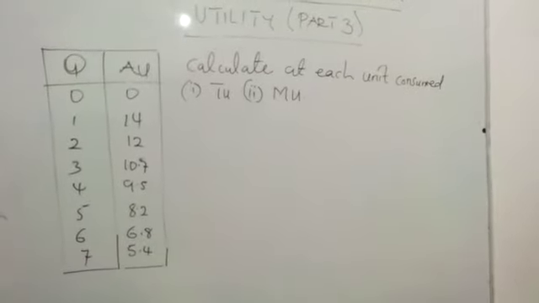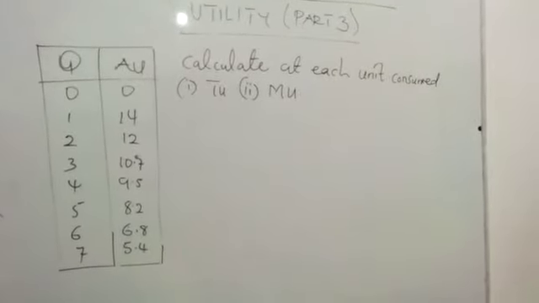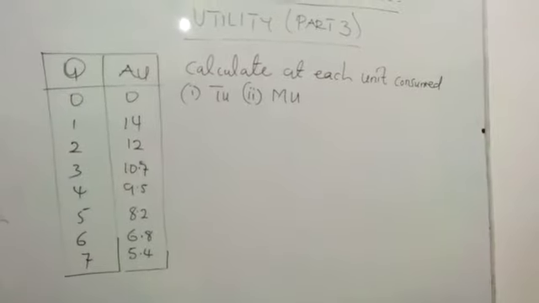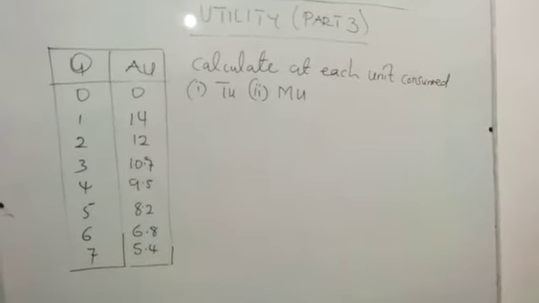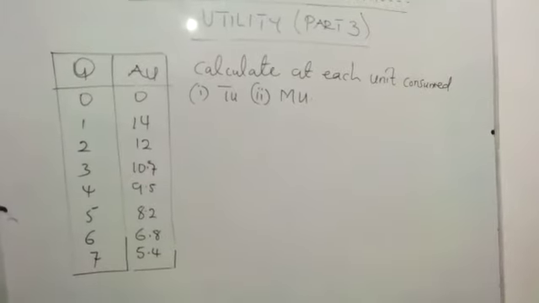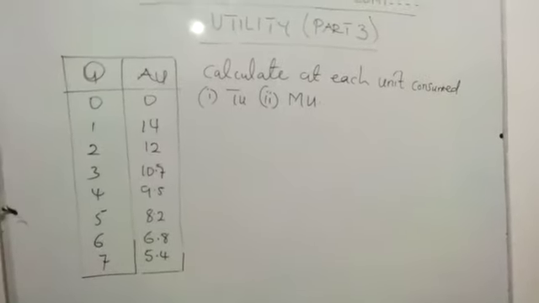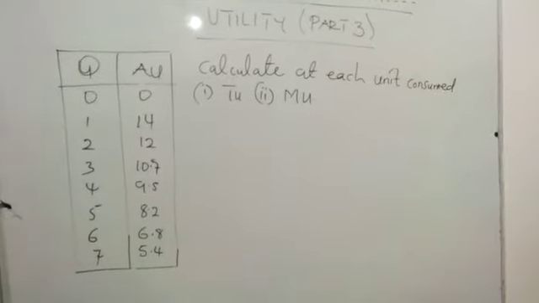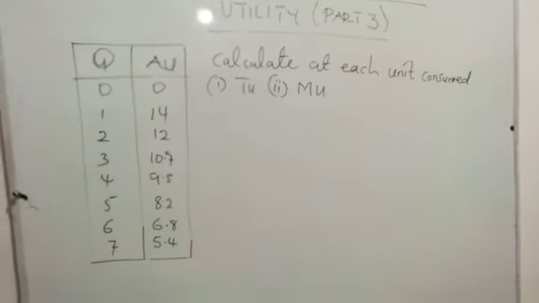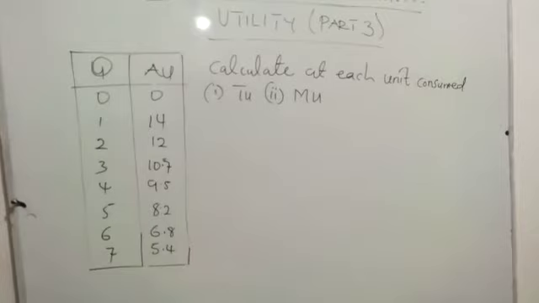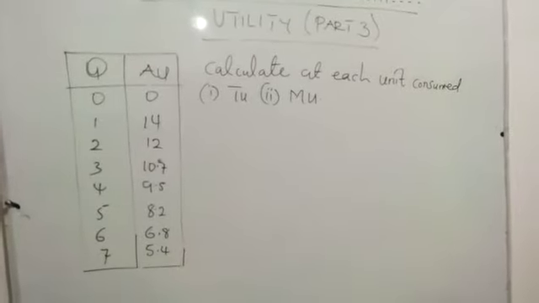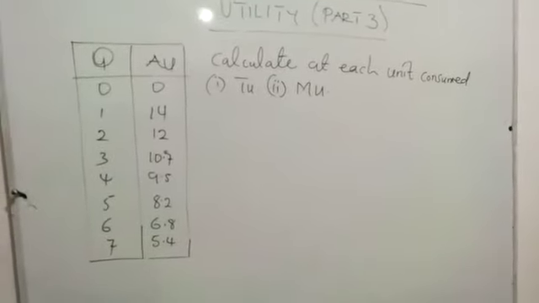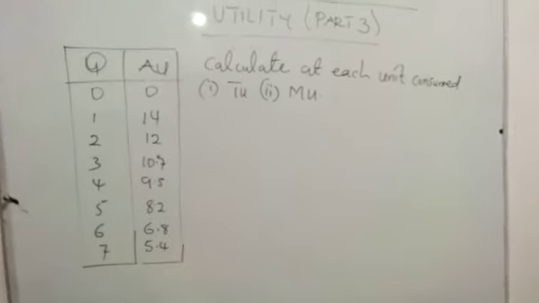So in this table, we have been given average utility and quantity, and we have been asked to calculate at each unit consumed I total utility, II marginal utility. So we are going to look at how we can find total utility, and after that we look at how we find the marginal utility. Is that okay? All right.